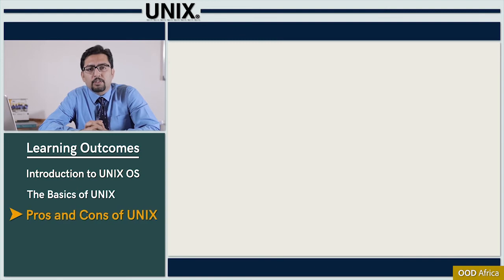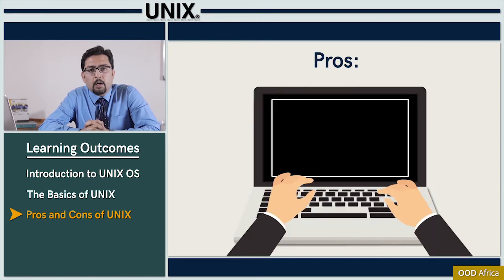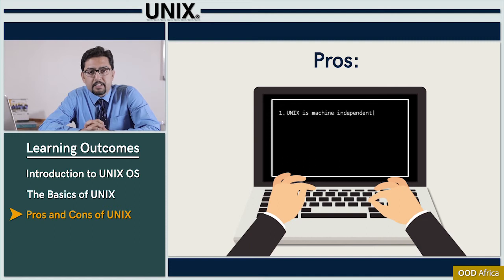Now, let's focus on some of the pros and cons of Unix. Let's start with the pros. Number 1, Unix is machine independent. That is, it can run on any machine.